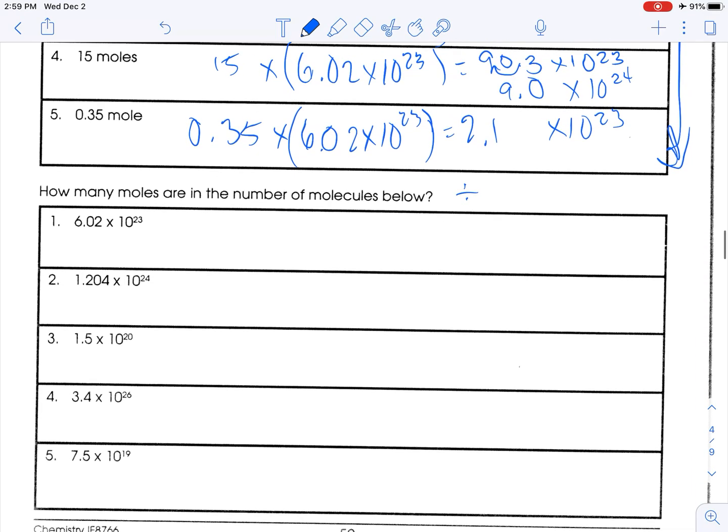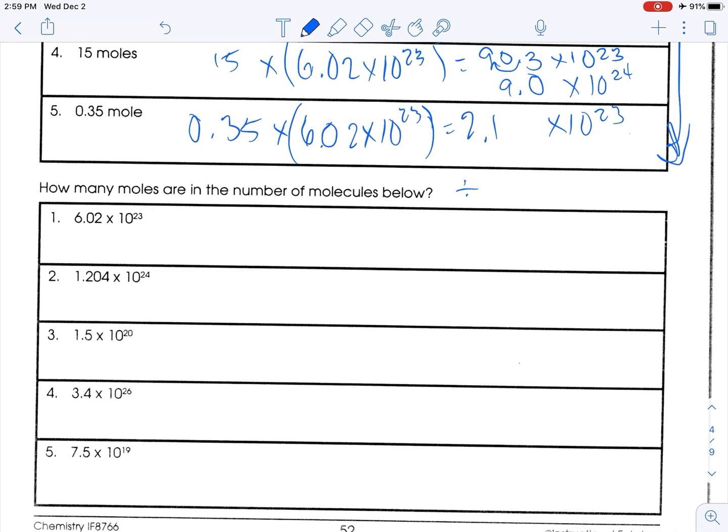Okay, now I'm going to divide by 6.02 times 10 to the 23rd. So your answer is 1. And by the way, these are all moles for units. Yes, but again, you might be caught up and you need 3 sig figs. So if you need 3 sig figs, you would have 2 zeros there.